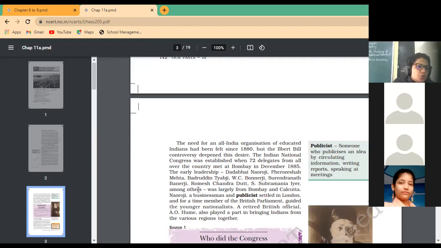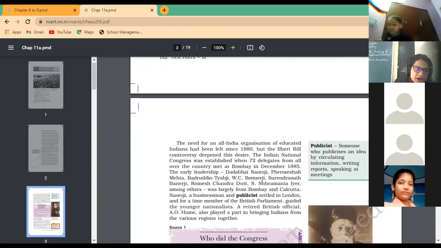So the Indian National Congress was established when 72 delegates who came from different parts of the country met at Bombay in December 1885. The earliest leadership included Dadabhai Naoroji, Pherozeshah Mehta, Badruddin Tyabji, W.C. Banerjee, Surendranath Banerjee, Romesh Chandra Dutt, and S. Subramania Iyer, and many more.